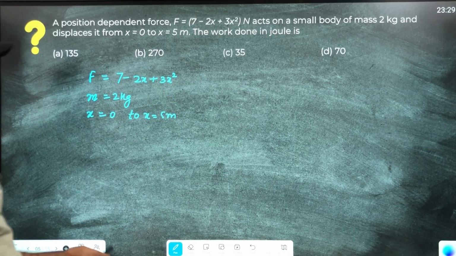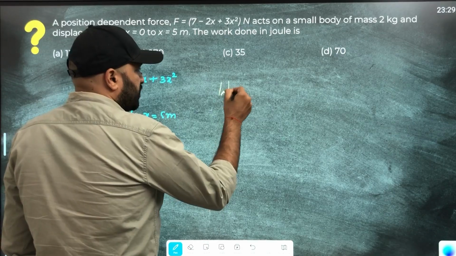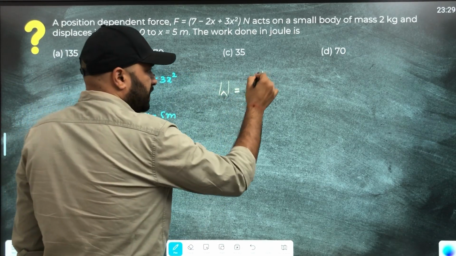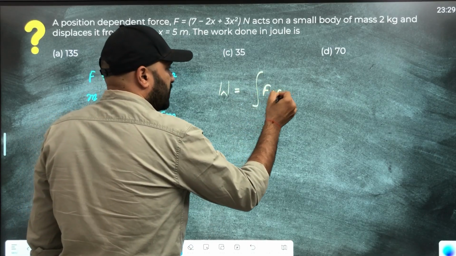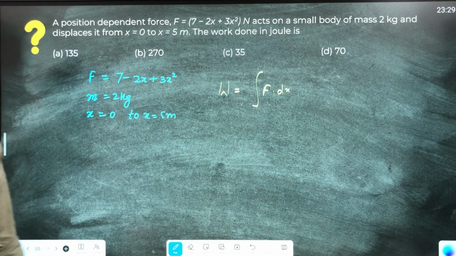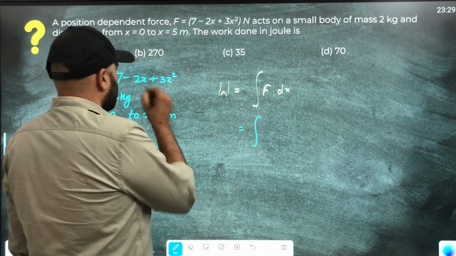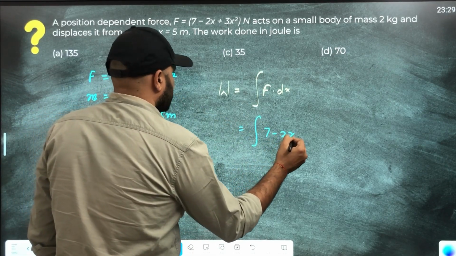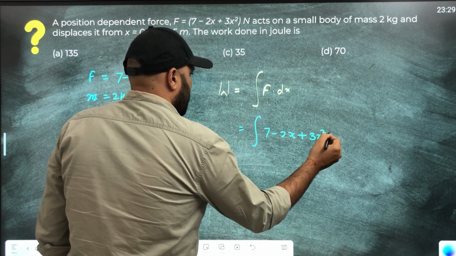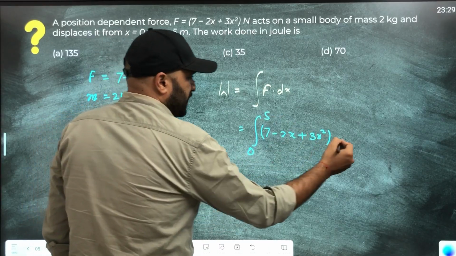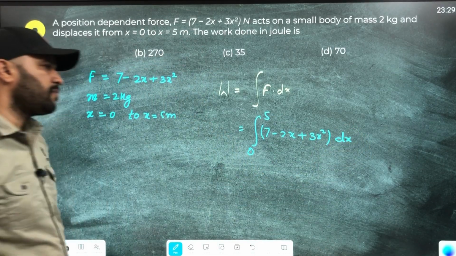Clear it is? Now we know if there is a function of force depending on the displacement, then this is integration of F dot dx. We already know this, right? Very fundamental or basic formula. So F will be here taken as 7 minus 2x plus 3x square, and our integration will go from 0 to 5. So this will be 0 to 5 dx. I hope this is clear.